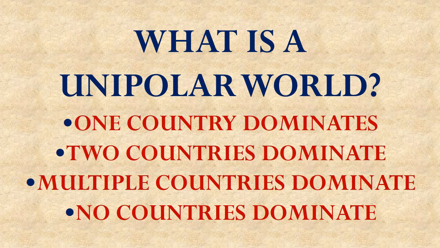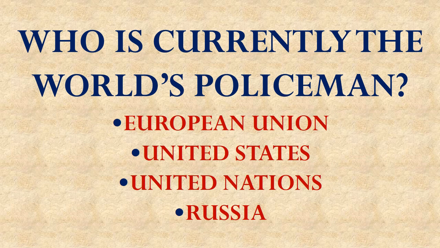First of all, what is a unipolar world? Is it where one country dominates, where two countries dominate, where multiple countries dominate, or where no countries dominate? A unipolar world is where one country dominates the world, militarily, economically, culturally. Who is currently the world's policeman? Is it the European Union? Is it the United States? Is it the United Nations, or is it Russia? Currently, the world's policeman is the United States of America. We're kind of stuck looking out for the rest of the world to make sure that they're safe.